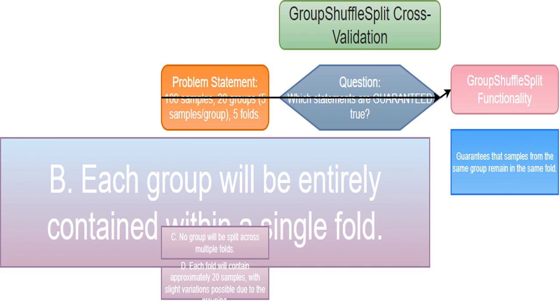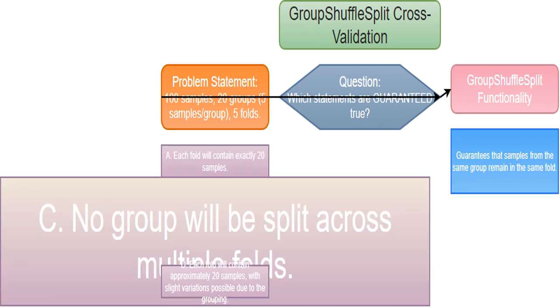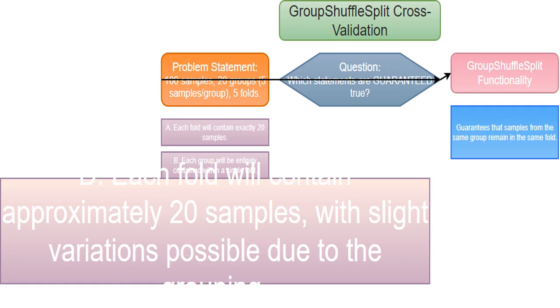This is also true. It directly follows from statement B. GroupShuffleSplit enforces this. This is true, because groups must stay whole. We'll get approximately 20 samples per fold, 100 samples over 5 folds is 20. But it might not be exactly 20 due to the constraints of group integrity.